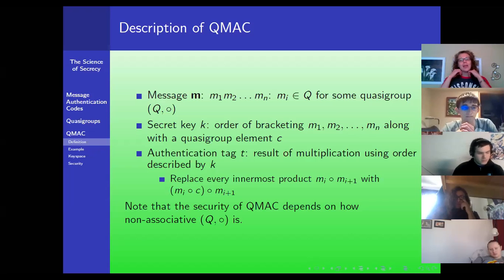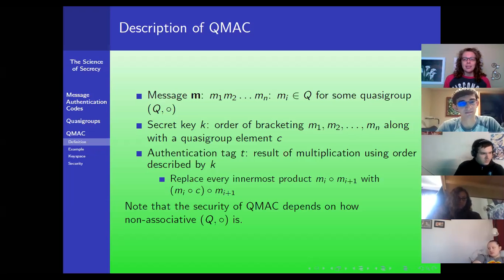If you have what I'm calling a highly non-associative quasi-group, then if you move your parentheses around, you will get different authentication tags. And that is what we are looking to do. We would like to have different authentication tags. So as long as you have what's called a highly non-associative quasi-group, you will get different message authentication tags. That doesn't necessarily mean that QMAC is secure, but it does mean that we're going to get different message authentication tags out. Okay, I've been talking a lot.